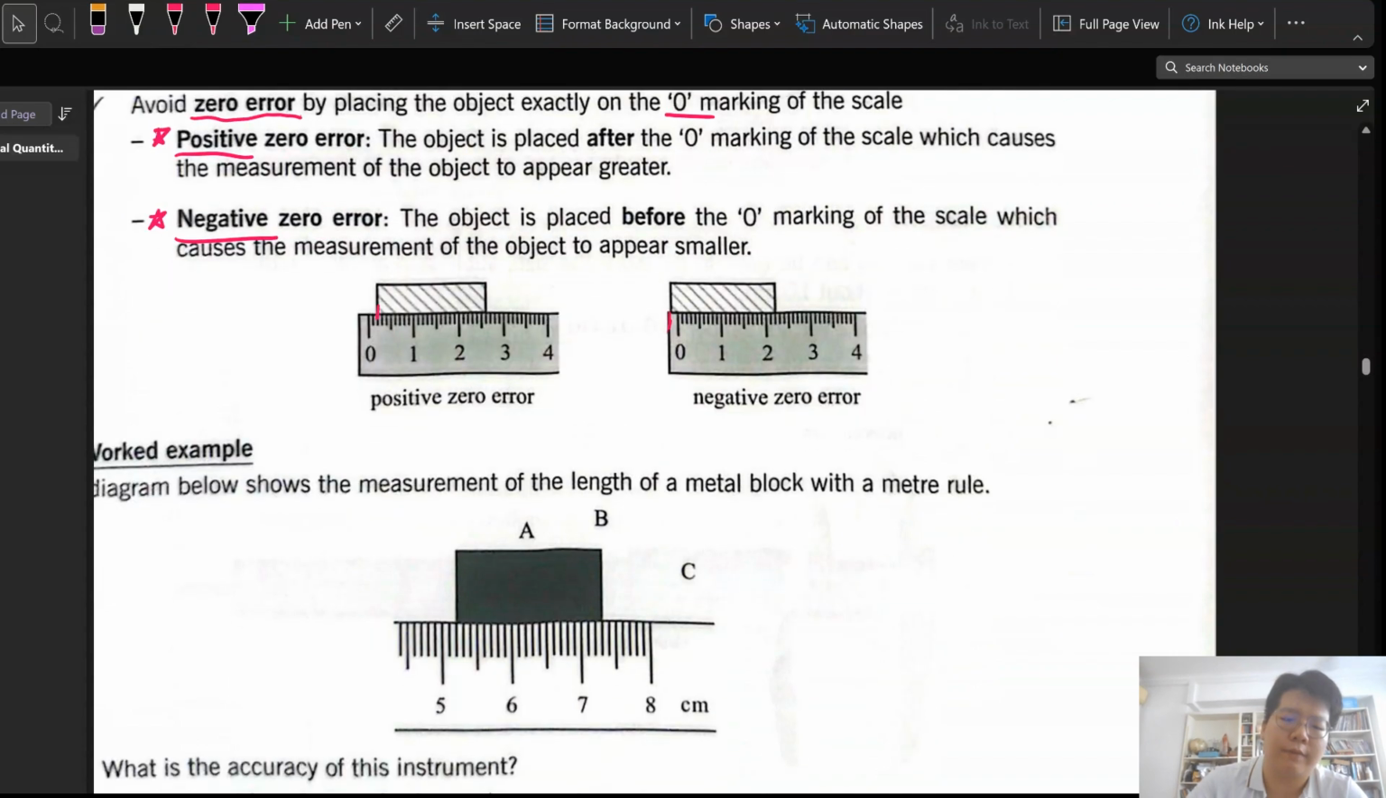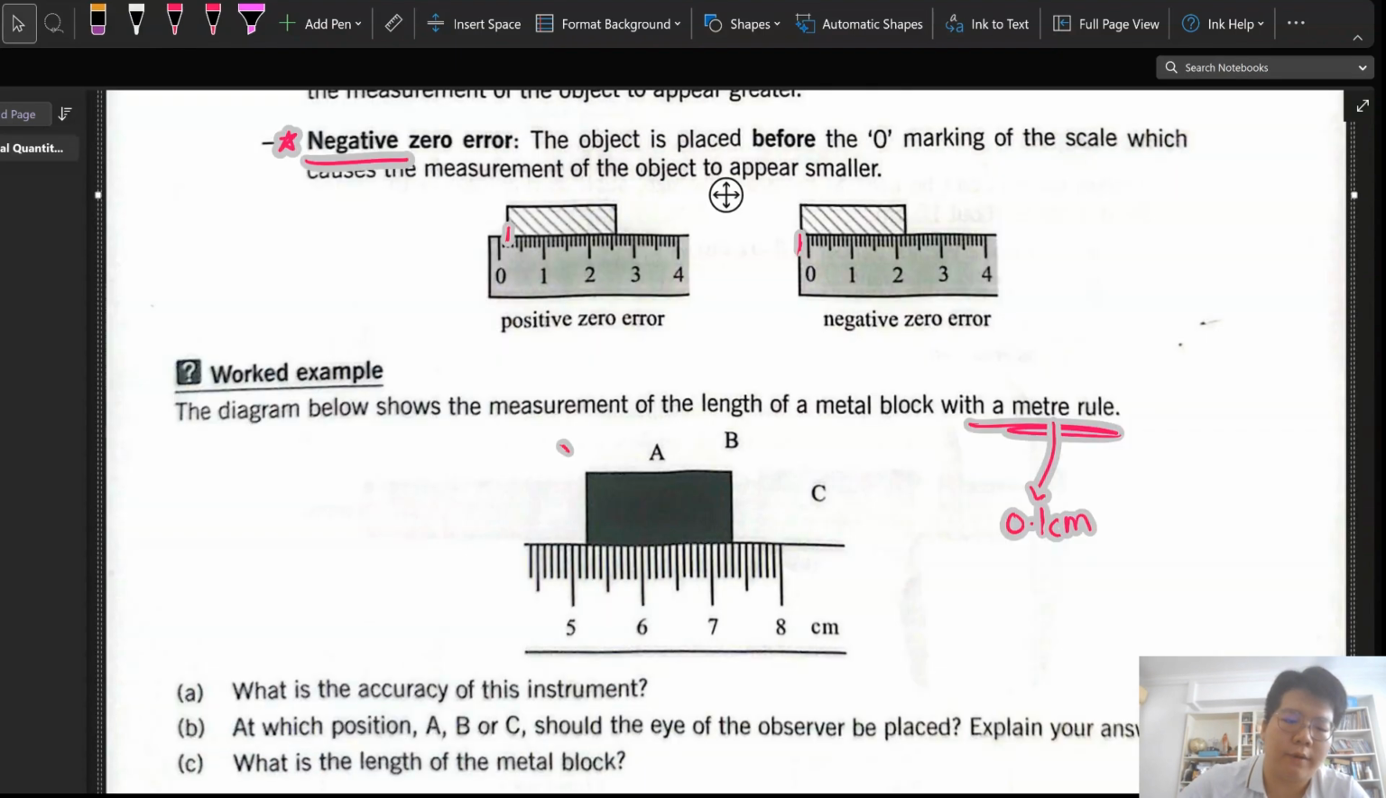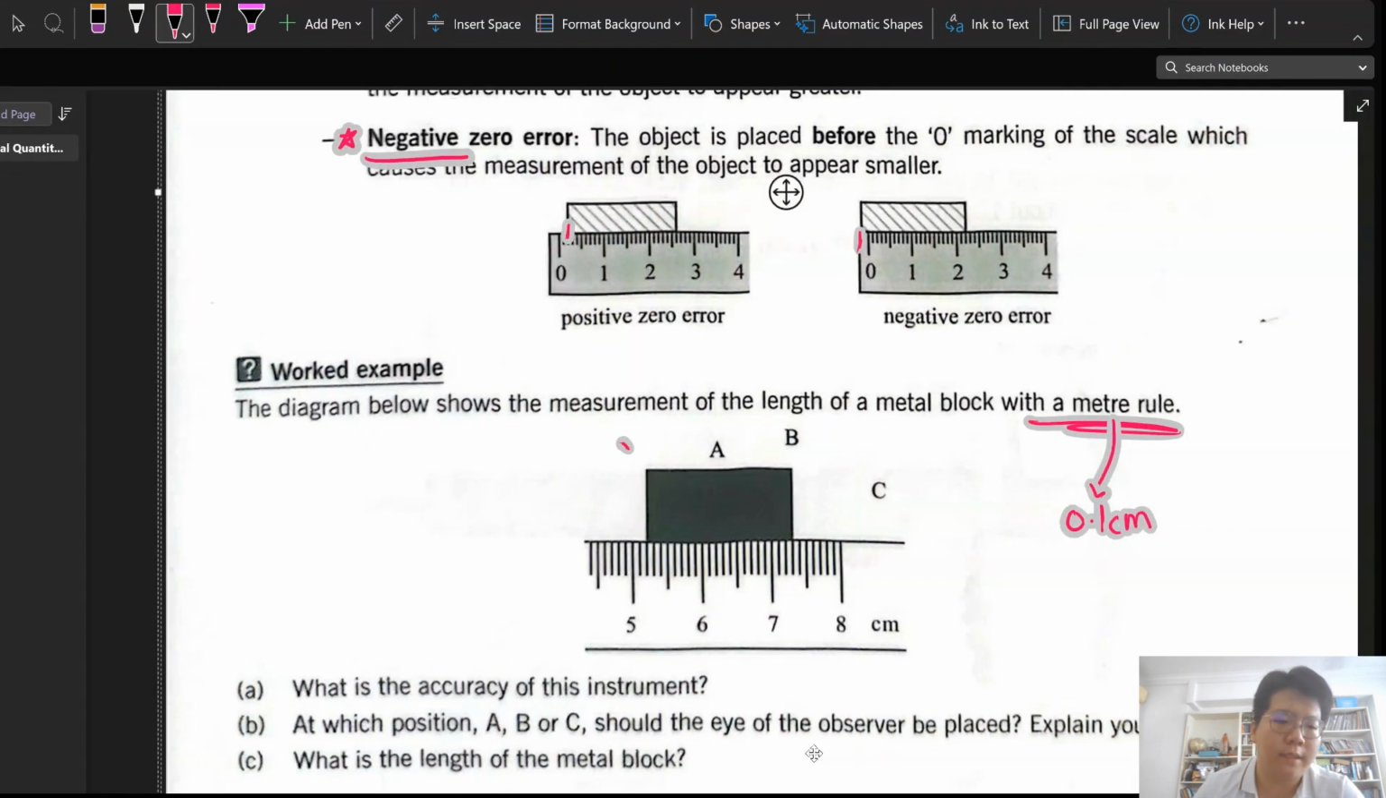Okay, so this example over here is very simple. What is the accuracy of the instrument? They said over here it is a meter rule. And your content is important because you will have to remember that your meter rule is 0.1 cm accuracy. Then for part B, they're asking which position the eye of the observer should be placed. The answer is very simple. Obviously, this question is asking you about parallax error. So to reduce or remove your parallax error, what you should do is to view it vertically above. And the only answer for this is B.